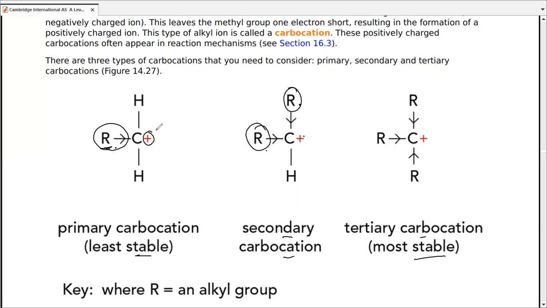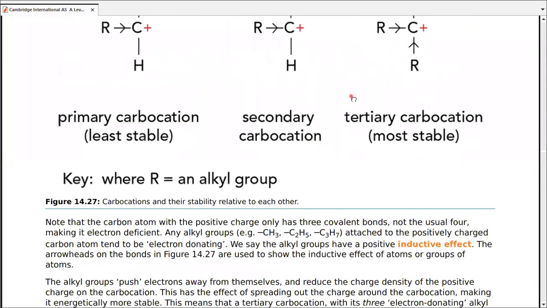How am I able to say that this one is least stable and this one is most stable? Plus, you might have a question: why these kinds of arrows, and why this arrow? This definitely represents the simple covalent bond. What is this arrow then representing? So let's discuss, dive in deeper. We have something more important to discuss.